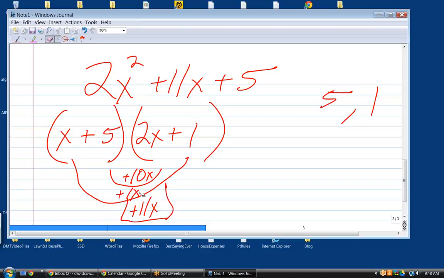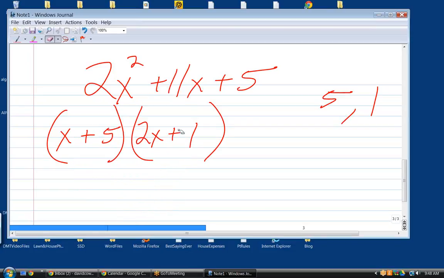This is a process you should do every single time that you're factoring: this final process of checking the middle term. Like I said, you don't need to completely FOIL these two things together. In other words, you don't need to reproduce this entire thing. You just need to check the middle term.